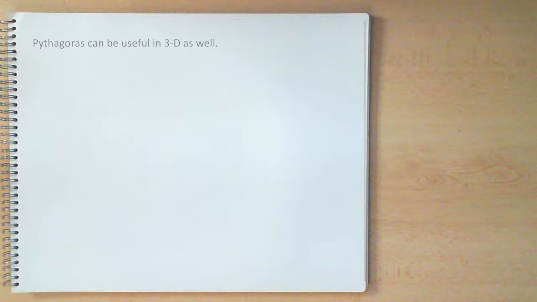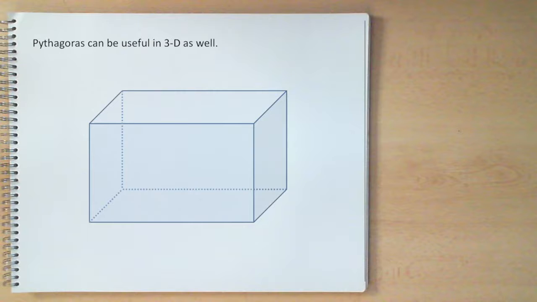We've looked at using Pythagoras with 2D triangles. It can also be useful in 3D as well. But with 3D you have to take more than one step to find out what you want to know.